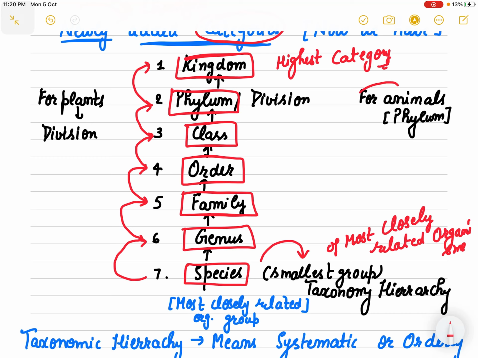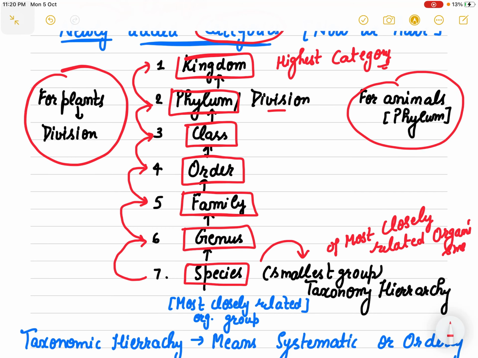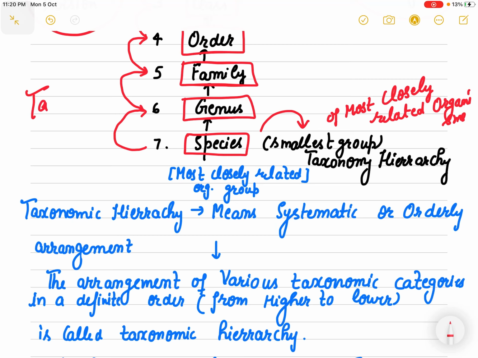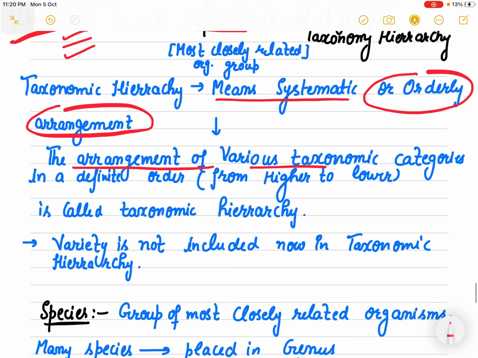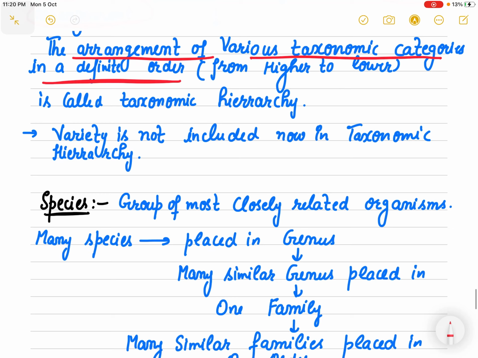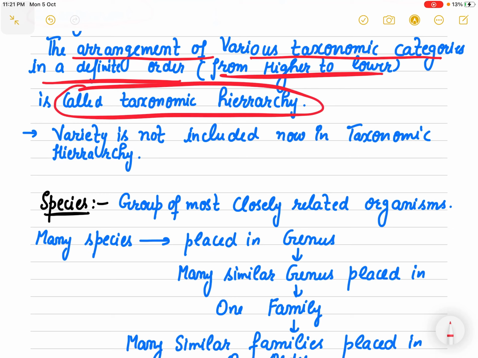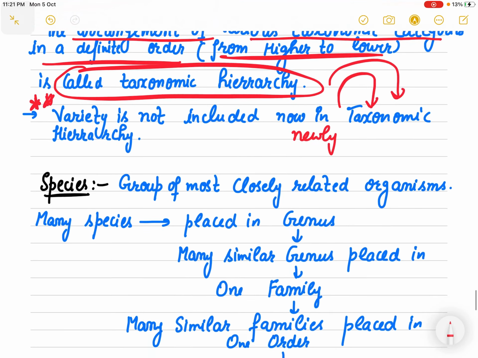One more thing here: the word phylum we use for animals and the word division we use for plants. So basically this is a taxonomic hierarchy, which we use to place our organisms, right? First we identify them, then we name them, then we classify them. Taxonomic hierarchy means the systematic or orderly arrangement of various taxonomic categories in a particular order, from higher to lower. Variety was given by Linnaeus, but now it is not included in the newly 7 categories.